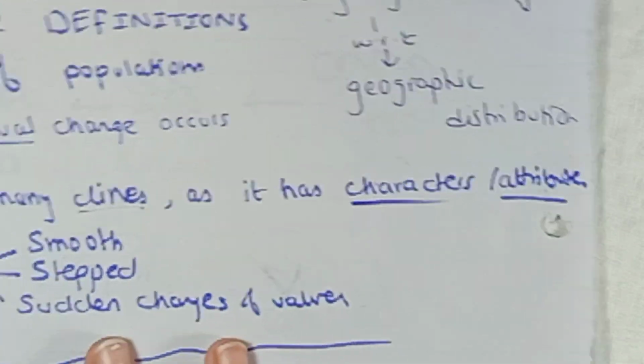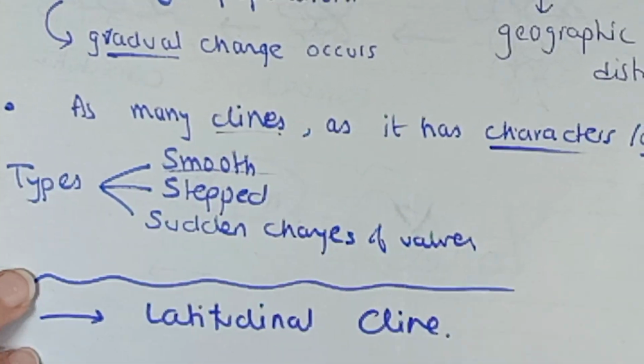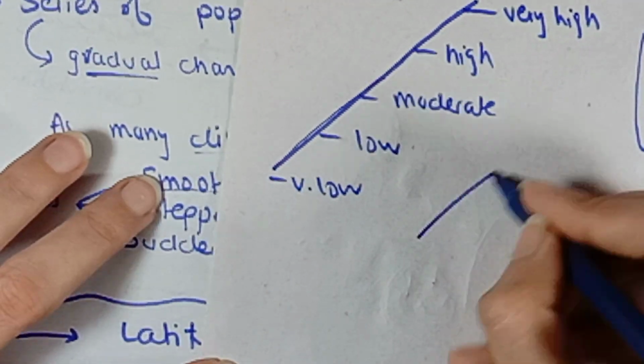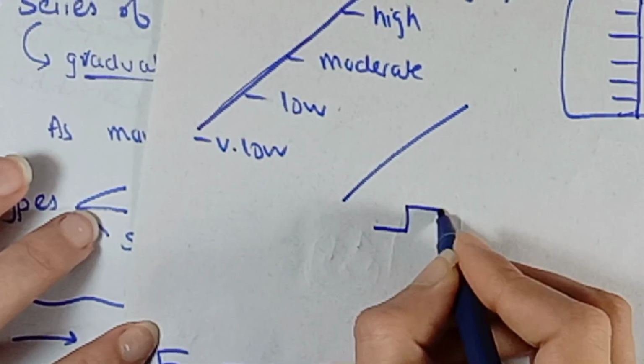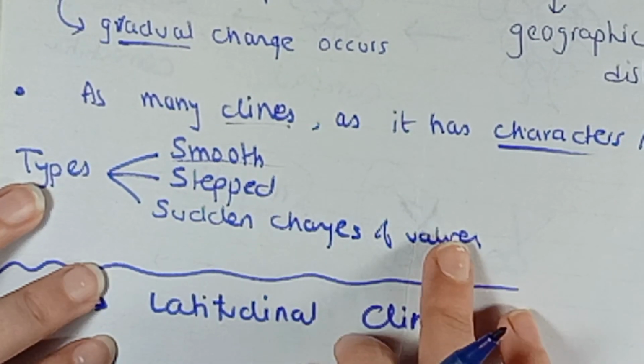All right, now we will talk about the types. The clines can be very smooth, or they can be stepped. Smooth is just like this. They can be stepped like this. And there can be certain chains of values.